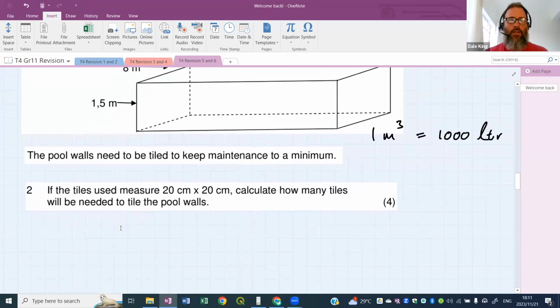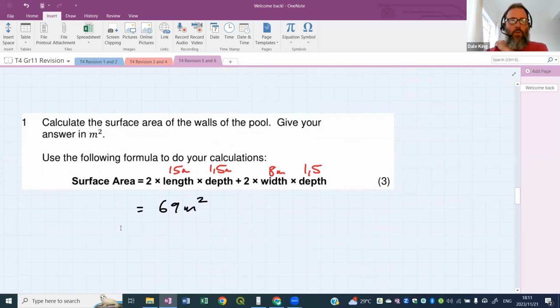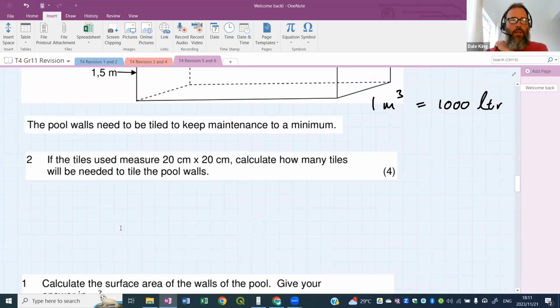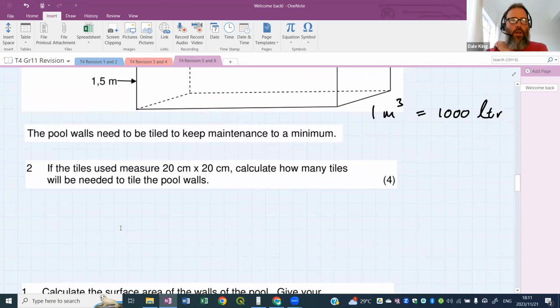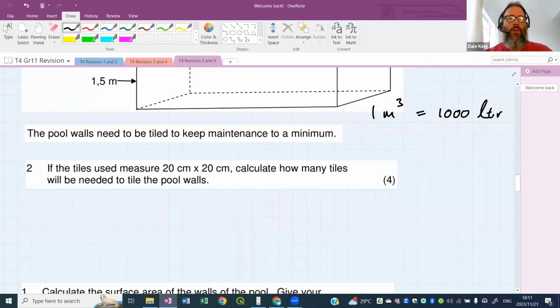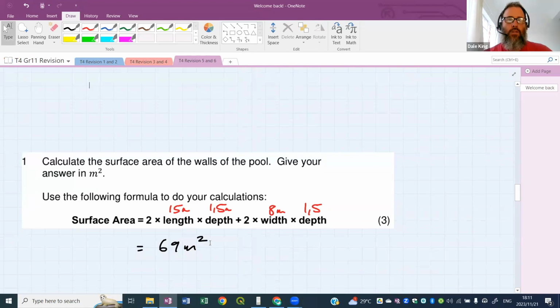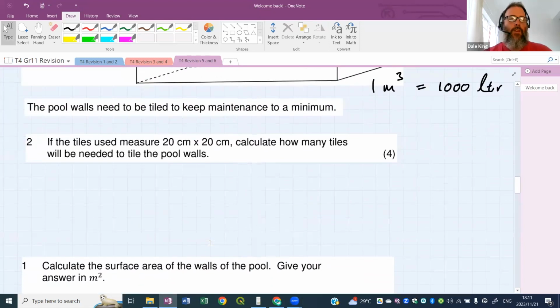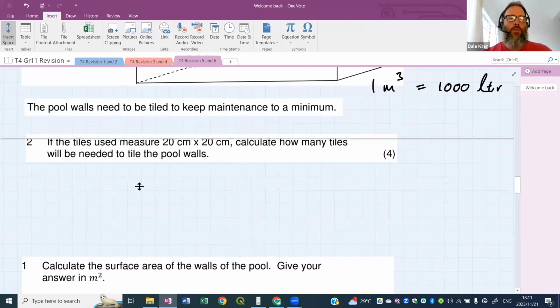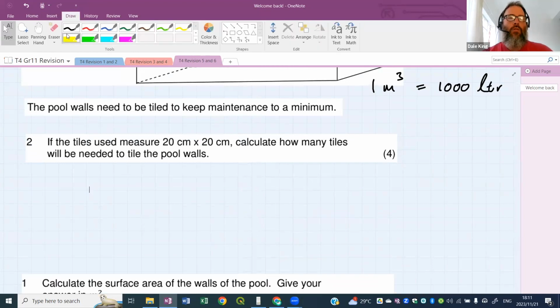Okay, so we're talking about the tiles. We worked out the surface area is 69 square meters. Now we get question 2 here. It says, if the tiles used measure 20 centimeters by 20 centimeters, calculate how many tiles will be needed to tile the pool walls. We need to know how many of these tiles will cover the surface area, 69 square meters. But first, we need to work out the area of one tile.